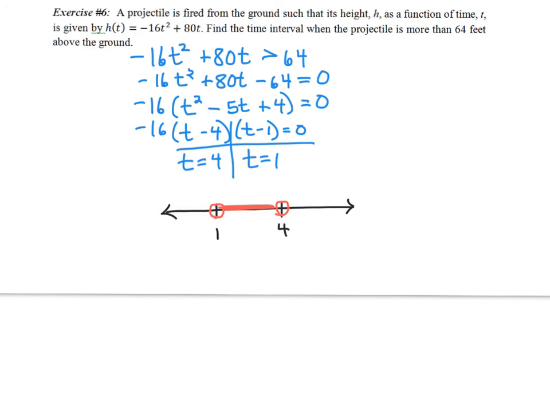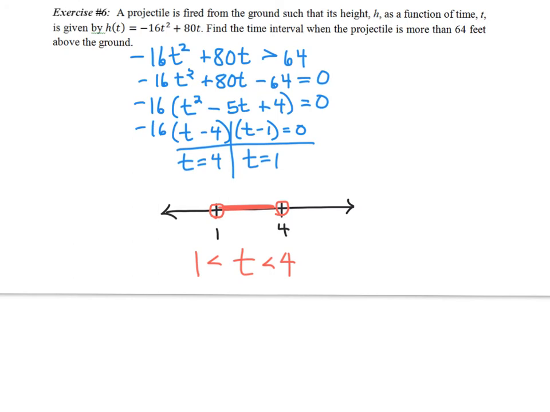Therefore, I know that the time interval that works here is going to be when t is greater than 1, but less than 4. Now you could check that in your graphing calculator by entering your quadratic into the calculator for y1. Look at your table of values and look at all the numbers that are between 1 and 4. Are you seeing that those values all give you a positive answer? So that's definitely going to be the section that I want to shade.